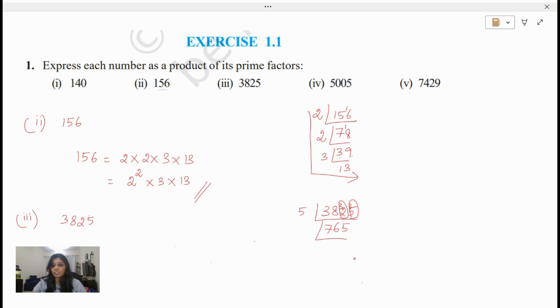Now again the unit digit ends with 5. So divide by 5. 5 ones are 5. The carryover is 2. 5 times 5 is 25. Again, the carryover is 1. So 5 times 3 is 15.